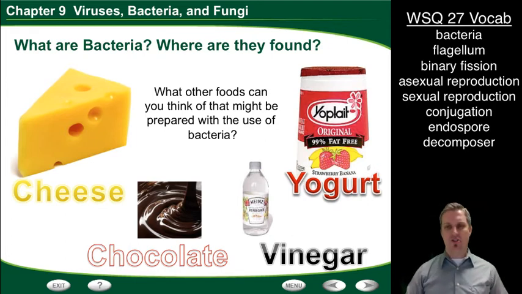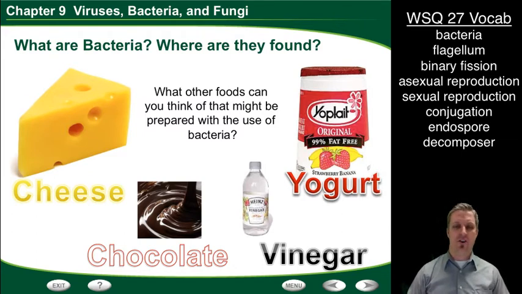First of all, it's important just to start out with a definition of what we mean when we say bacteria and where they are found. I have just some images here to give you some ideas. Bacteria is found in cheese, it's found in yogurt, it's found in chocolate and vinegar. There's lots of different places where we can find bacteria, and bacteria is the most common organism on Earth.